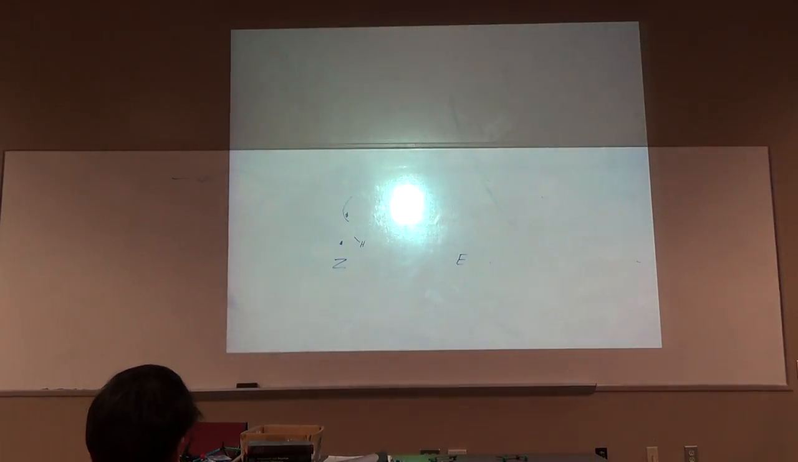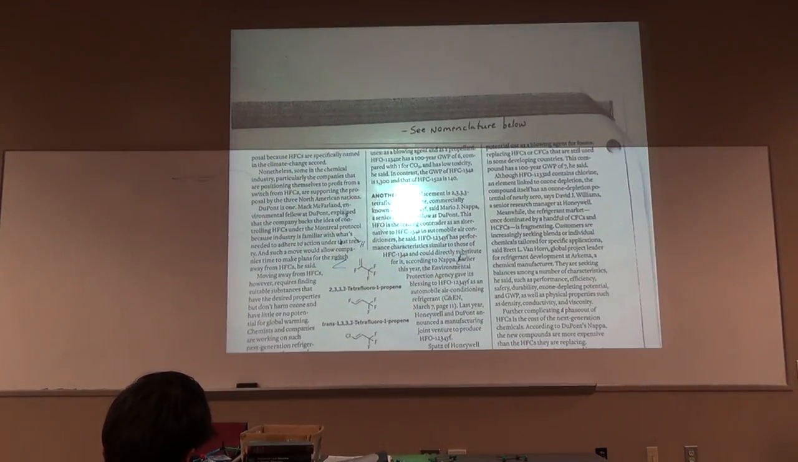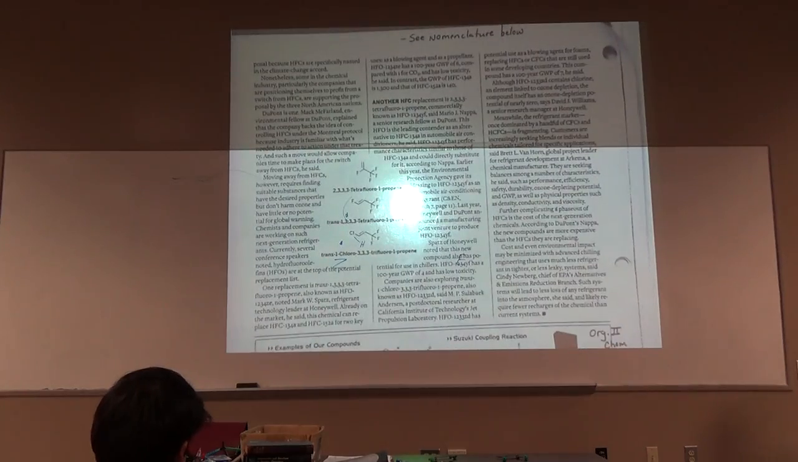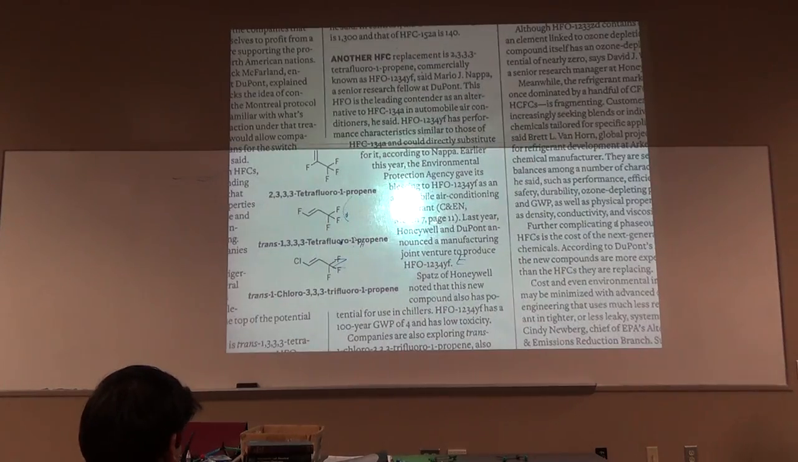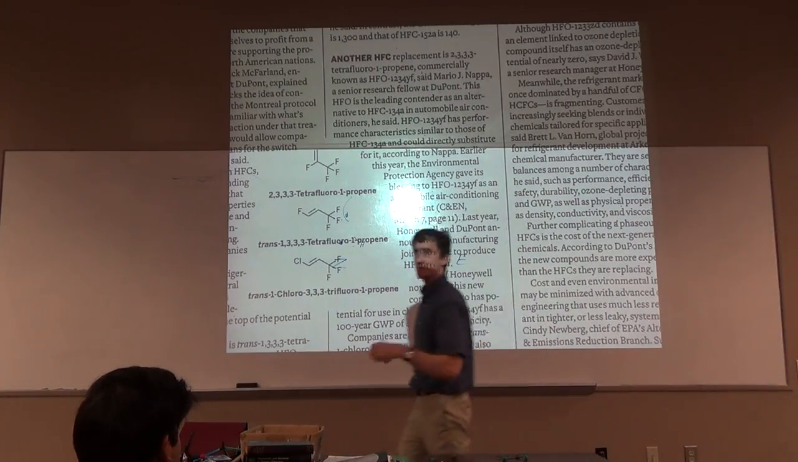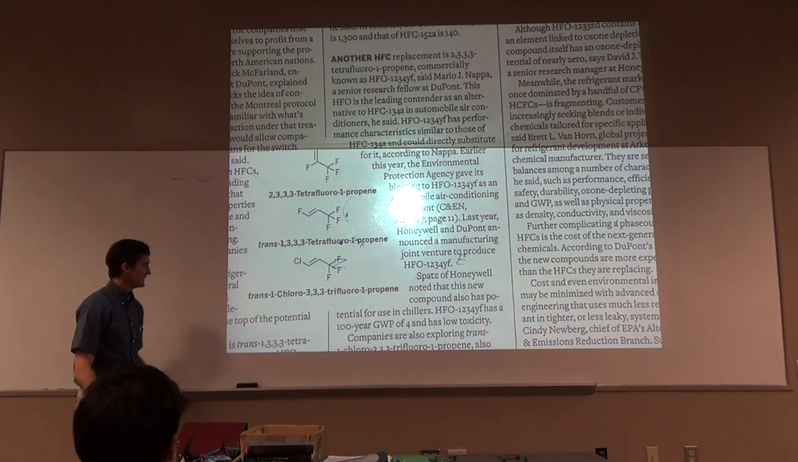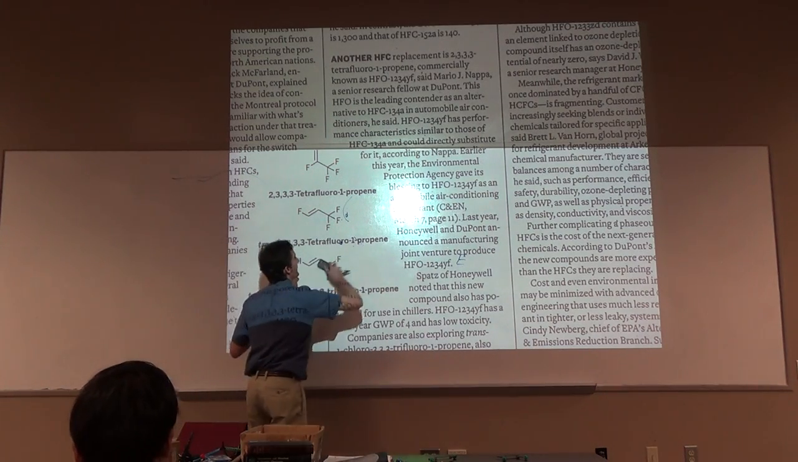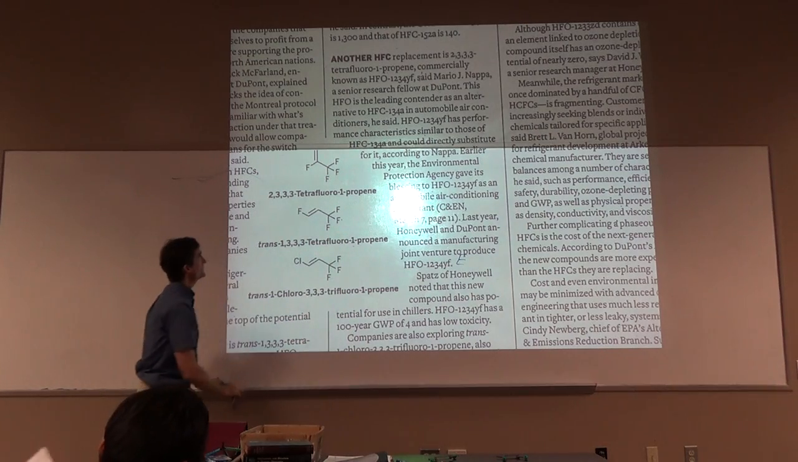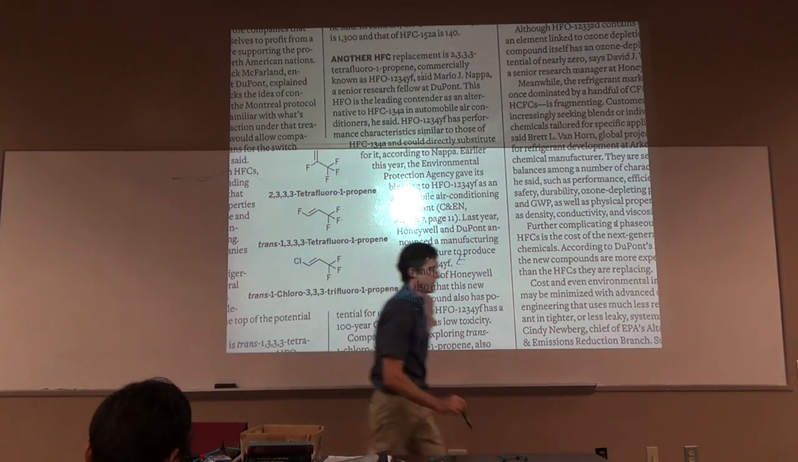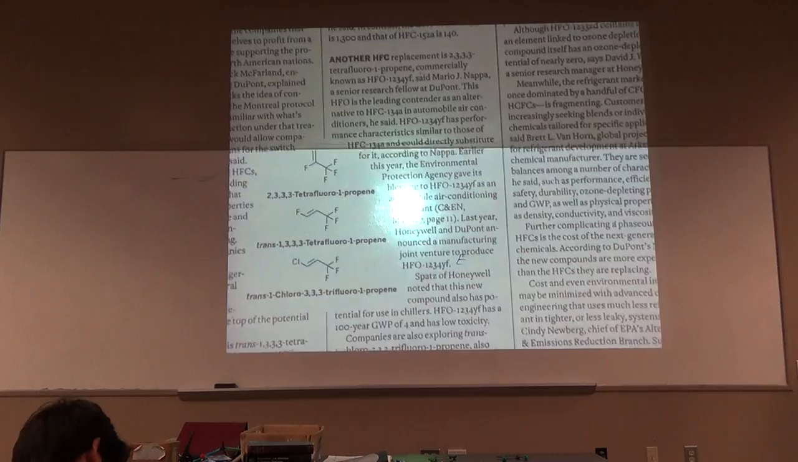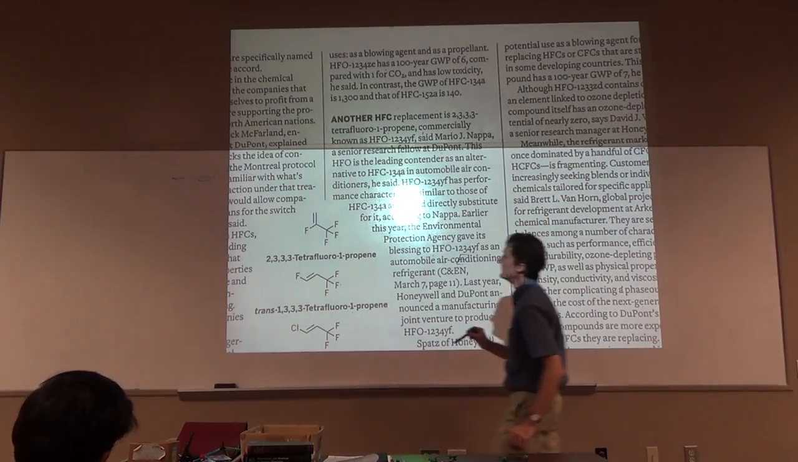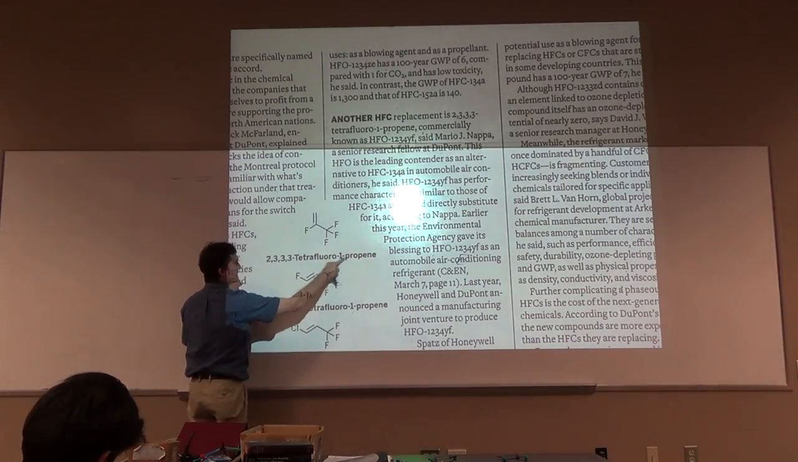Let's turn over here. Another application, refrigerants. A lot of your Freons, there's different types now, contain fluorinated alkenes, different halogens. First off, how does this nomenclature look?